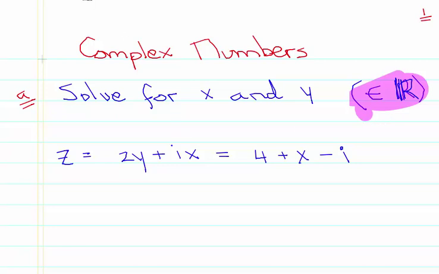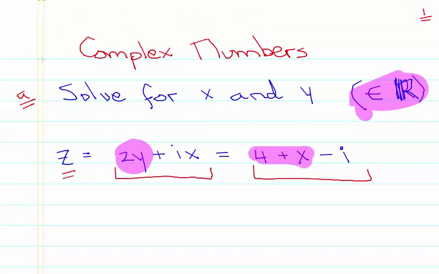So what we're going to do here is we have this expression: Z is equal to 2y plus ix, but it's also equal to 4 plus x minus i. So essentially what you have to do here is solve for x and y. We're just going to group up all the real parts. So it is 2y and 4 plus x. So 2y equals 4 plus x.